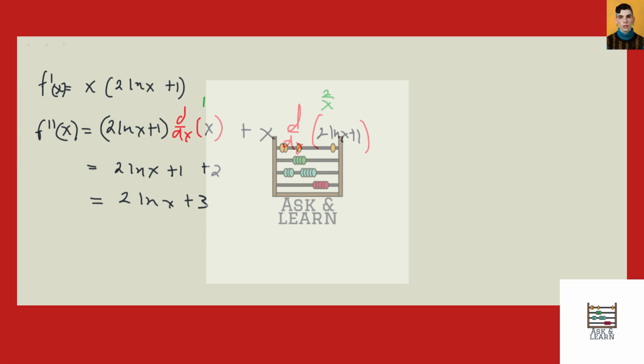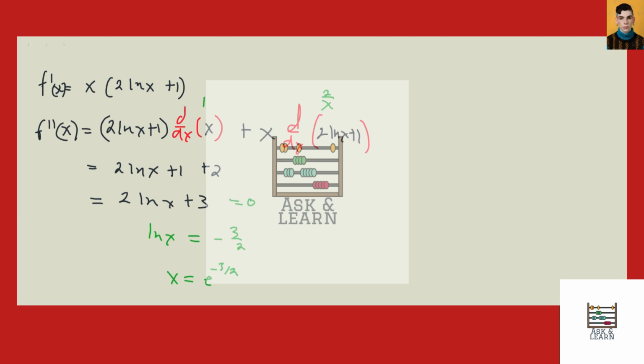Now let's set this equal to 0. Subtract the 3, divide by 2, and we get natural log of x is equal to negative 3/2. Exponentiating each side, we get x is equal to e to the negative 3/2. Now we would just use this for our interval.